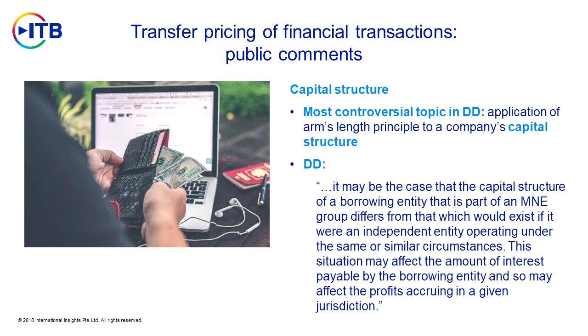The most controversial topic in the discussion draft is the application of the arm's length principle to a company's capital structure. For example, to treat debt as equity. The discussion draft says this: it may be the case that the capital structure of a borrowing entity that is part of an MNE group differs from that which would exist if it were an independent entity operating under the same or similar circumstances. This situation may affect the amount of interest payable by the borrowing entity and so may affect the profits accruing in a given jurisdiction.